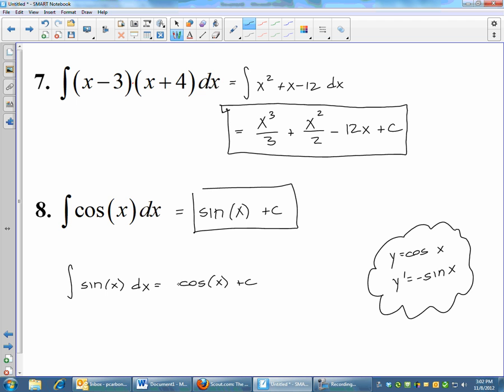So the antiderivative of sine x is actually negative cosine x plus c. The antiderivative of cosine is positive sine x plus c. And that really trips people up a lot. So be extra mindful of whether it should be positive or negative when you're integrating your trig functions.